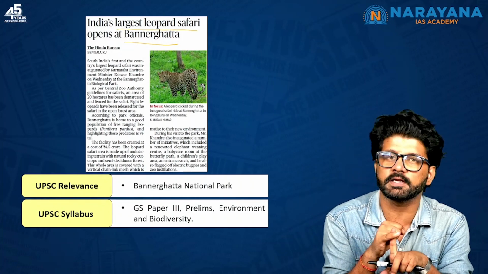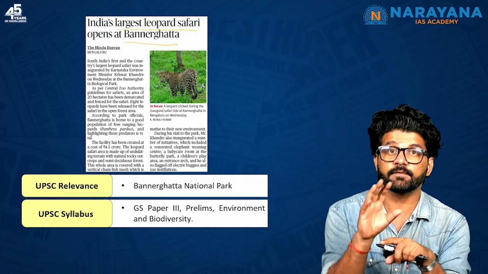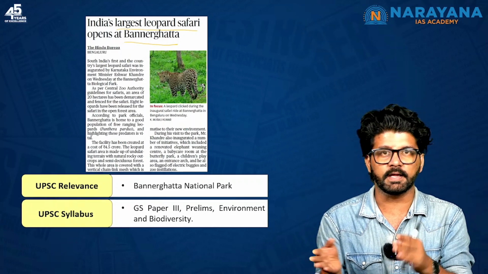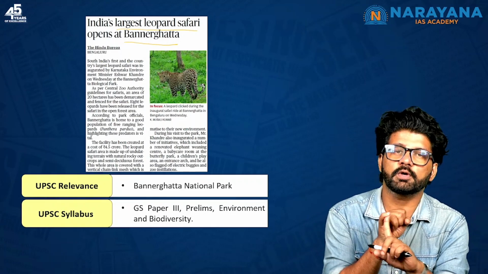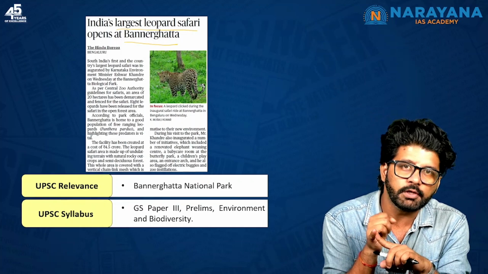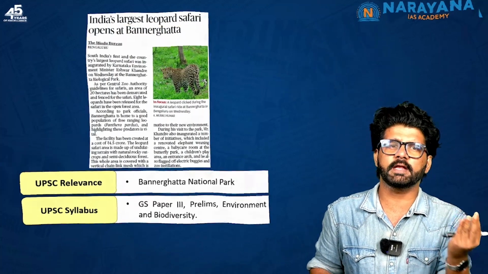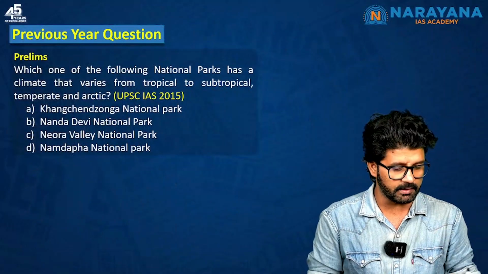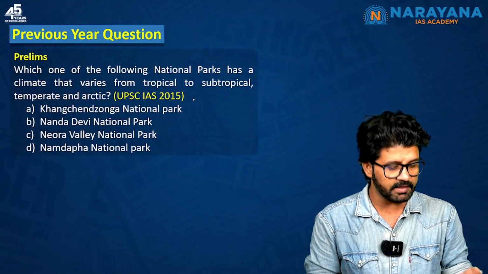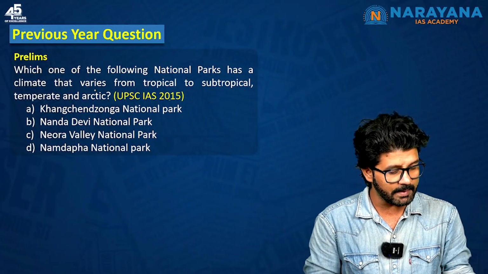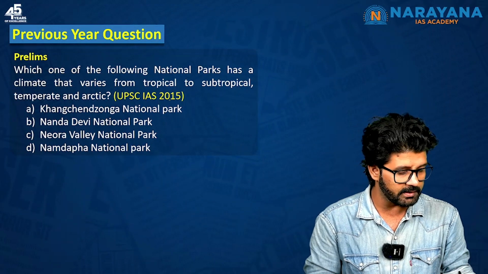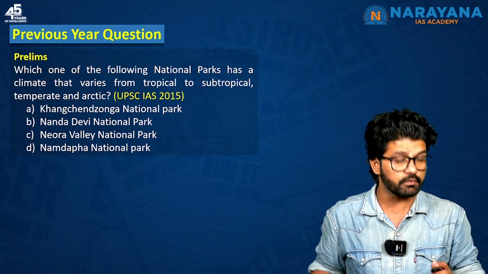Where is Bannerghatta National Park? Karnataka. And this is the largest leopard safari. So now we also need to understand what is happening with the leopard. What is the IUCN status of the leopard? There are so many critical and important areas which we need to cover in this particular article. Like you can see here, in 2015, they asked about a national park where the climate varies from tropical to subtropical, temperate and Arctic. So these kinds of questions they ask.